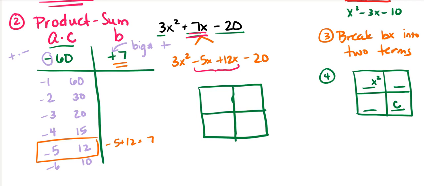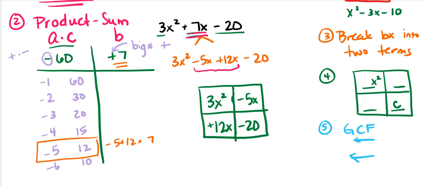That's pretty. 3x squared, and the minus 20 is here. Doesn't matter which box I put the negative 5x or the positive 12x in. I usually go left to right, and then I go down to the bottom row. Step 5: you're going to pull a GCF to the left from each row and then to the top from each column. So you're going to pull a GCF here, here, here, and here.